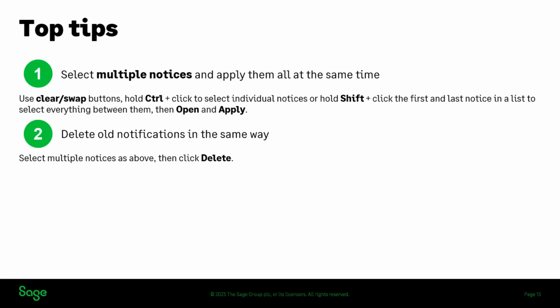Top tip 2, if you've just started using the secure mailbox and previously you were accessing the information on the website, you may want to get rid of some old notifications that have been downloaded. And the good news is you can select multiple notices, just as I've just described, and remove them all in one go by clicking the delete option. So if you're just starting out, switching from the website to the integrated mailbox, this is something you may need to do. So select the notices you want to get rid of and hit delete.